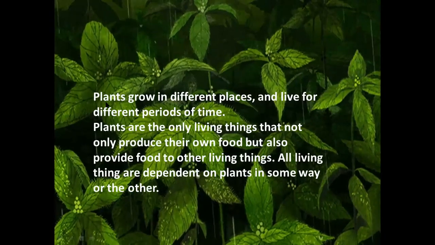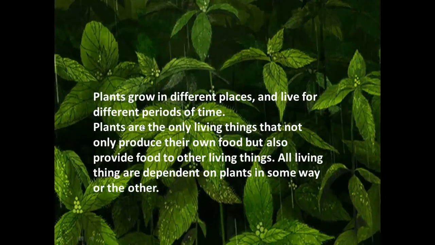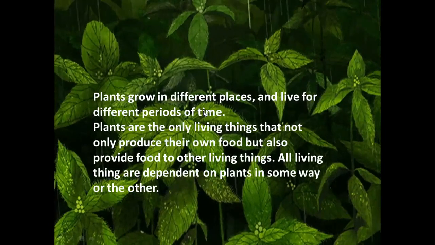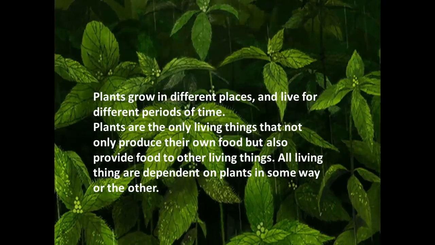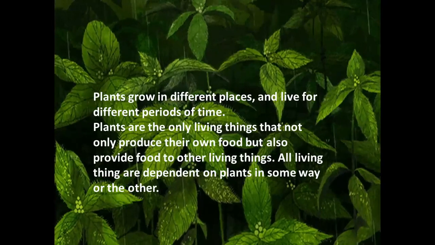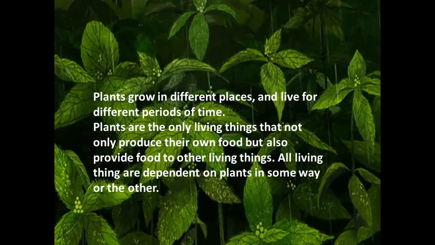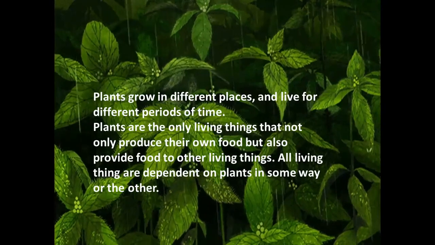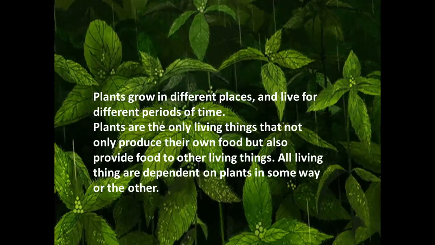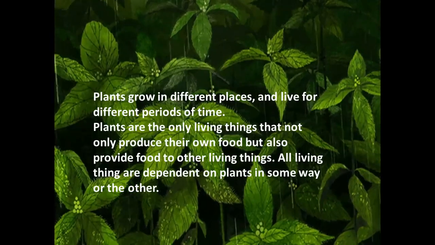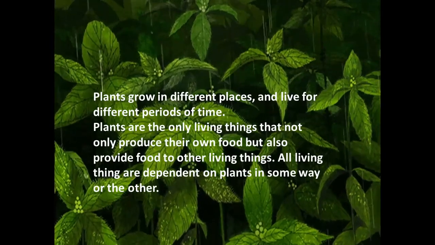So what does the first sentence say? Plants grow in different places and live for different periods of time. Some plants grow in cold environments, some grow in hot and dry places. Their lifespans are also different. Some live for many years, while some live for few years. Plants also give food to human beings and animals, and also provide shelter and homes for animals.